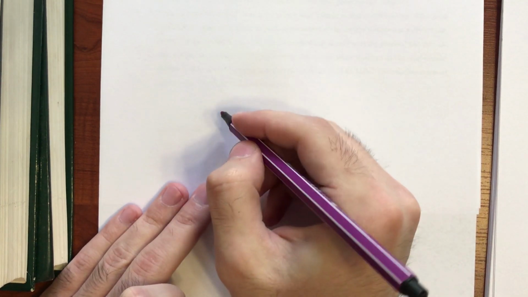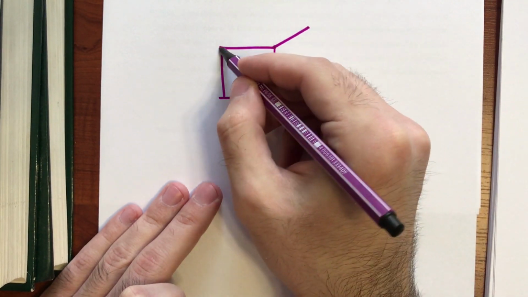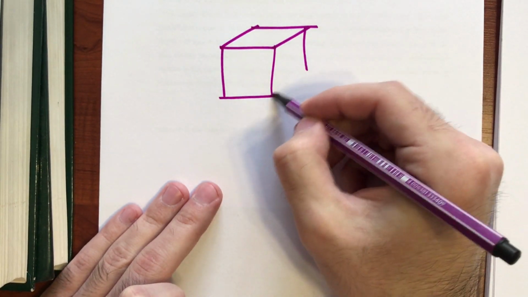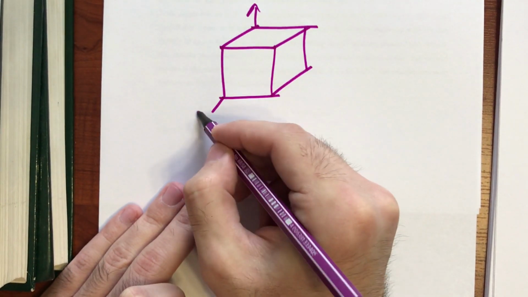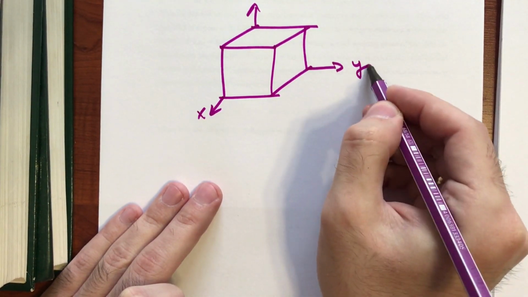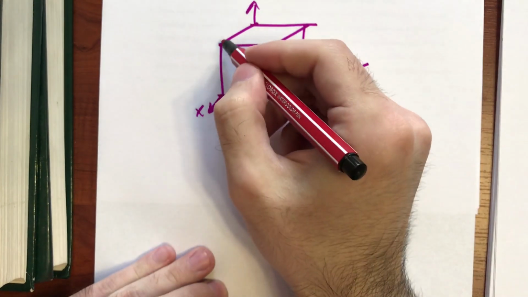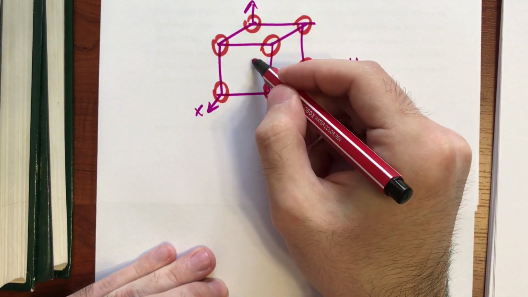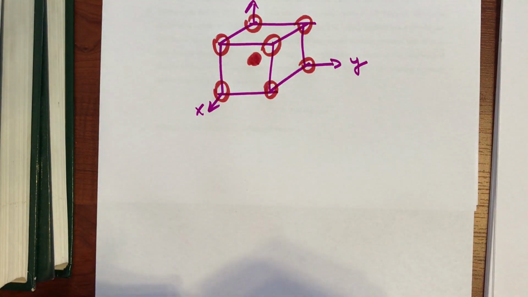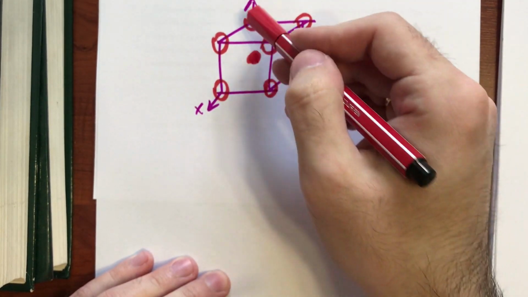So let us draw a BCC unit cell first. This is Z, this is X, and this is Y. Again, we have our corner atoms and one center atom. I'm not drawing the corner atom at the origin.